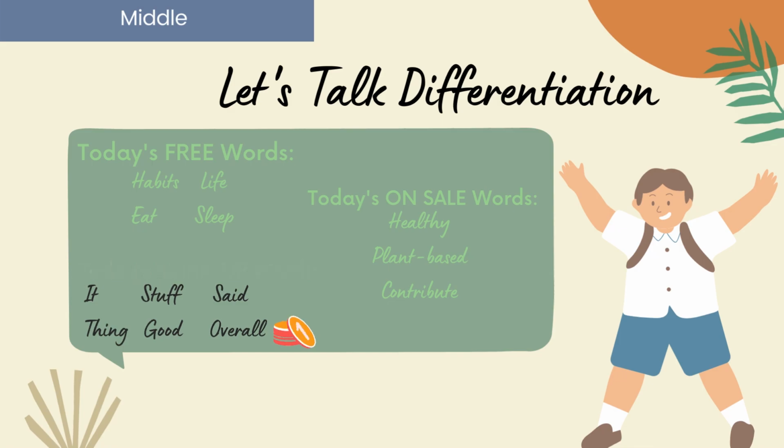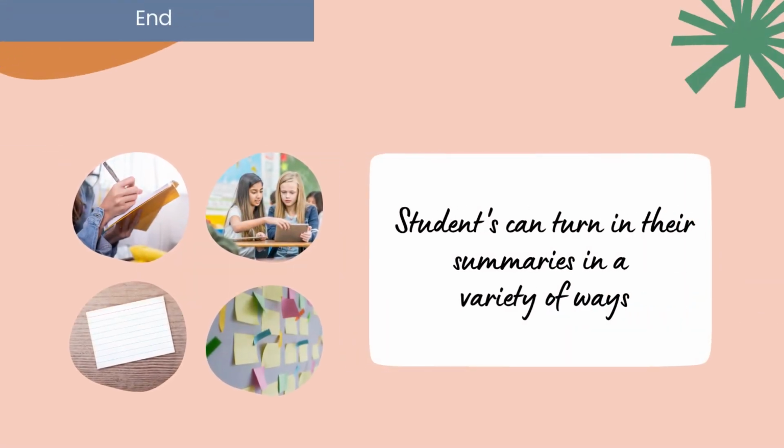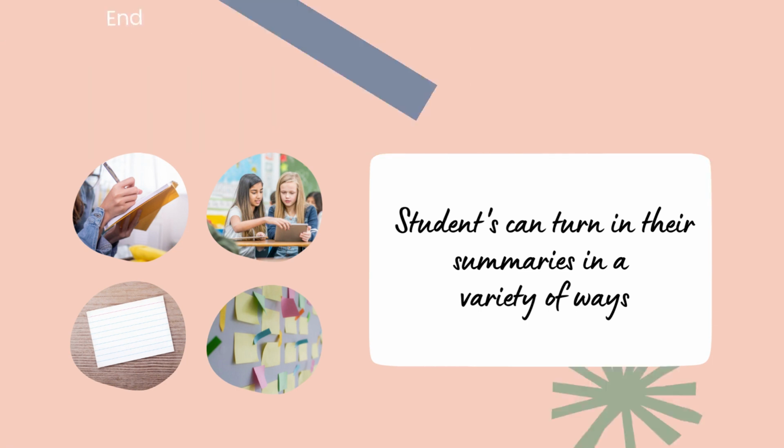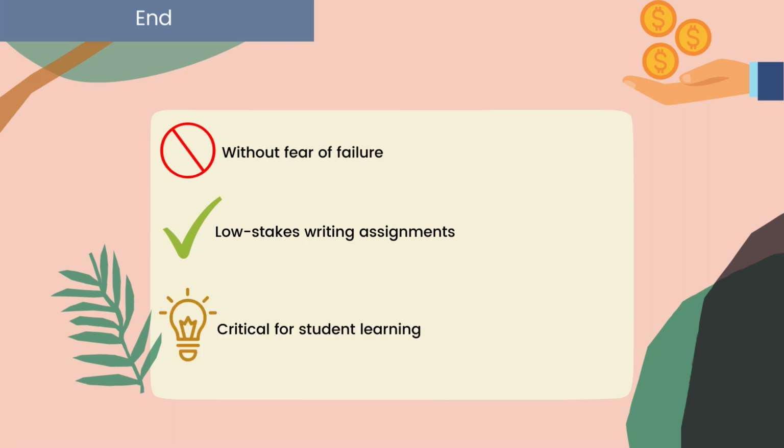Students can turn their $1.50 summaries into the teacher as exit tickets, or they can create them at the beginning of class about the previous learning from a unit. They can also be written on sticky notes, paper, index cards, or using Web 2.0 tech tools like Padlet or Jamboard. This strategy allows them to experiment and explore a topic in writing without the fear of failure. This is why low-stakes writing assignments, like the $1.50 summary, are critical for student learning.